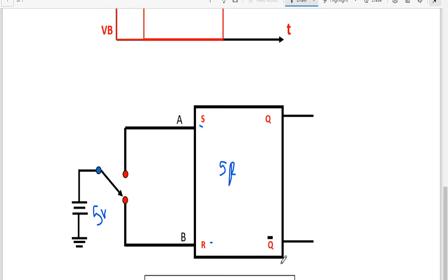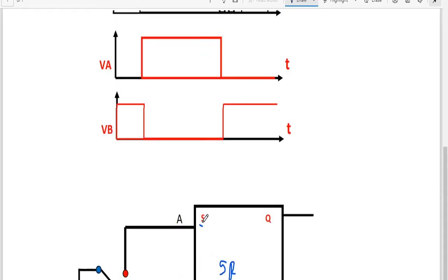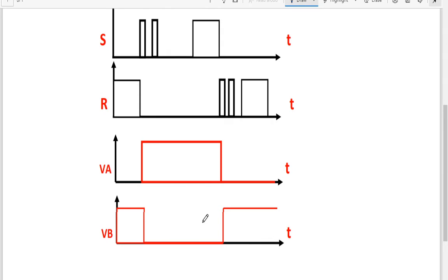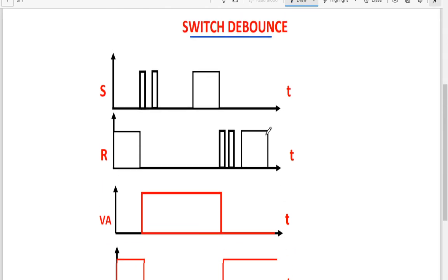Now let us understand how this SR latch is going to avoid the debouncing of the switch before it settles down to a final value. We can understand this with a graph that we have taken here. But before that, you should understand the truth table of an SR latch.